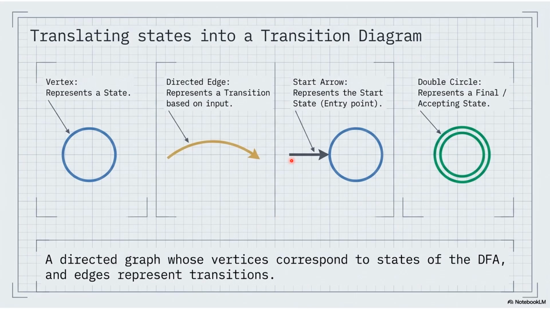In the next slide, we see how to represent the transition diagram. A transition diagram is a graphical representation of a DFA. The circle represents the states, the arrow represents the transitions, the double circle represents the final state, and the circle with an arrow represents the starting state.